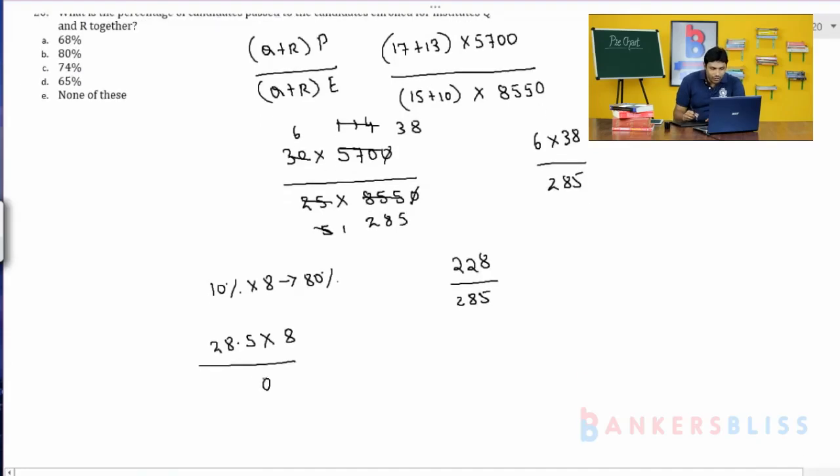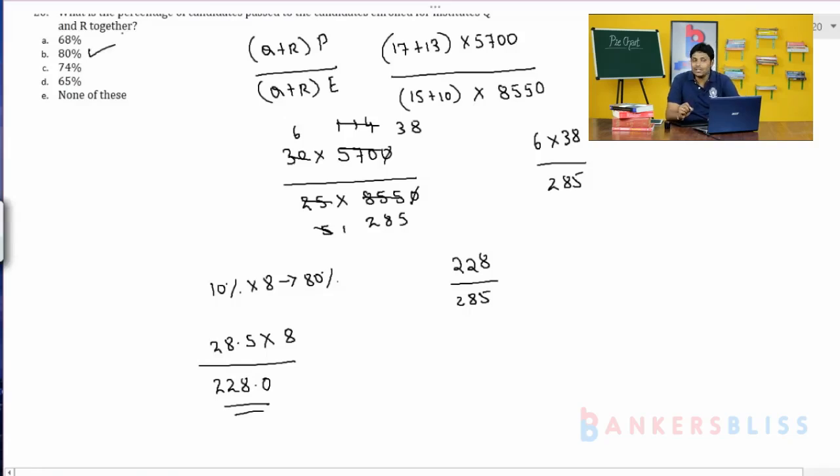So, 8 5s are 40, 4 carry over, 8 8s are 64 plus 4, 68. So, 6 carry over, 8 2s are 16 plus 6, 22. So, exactly 228 you are going to get for 80%. So, option B is the right answer.